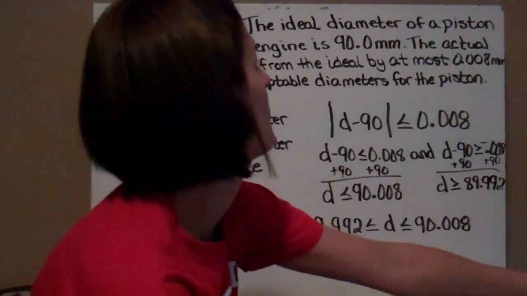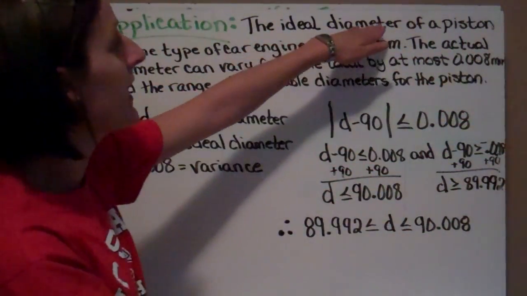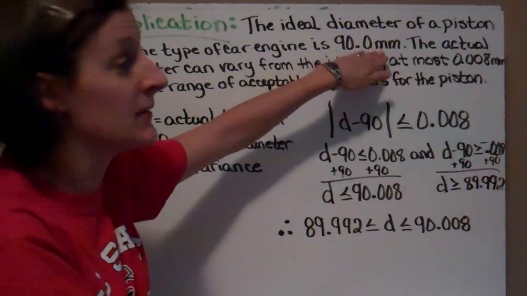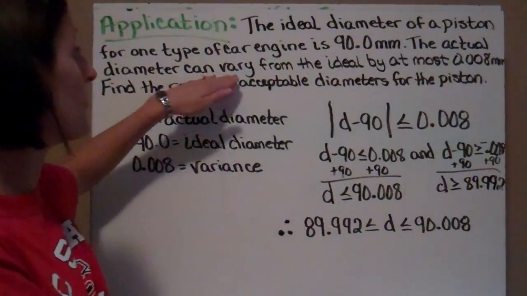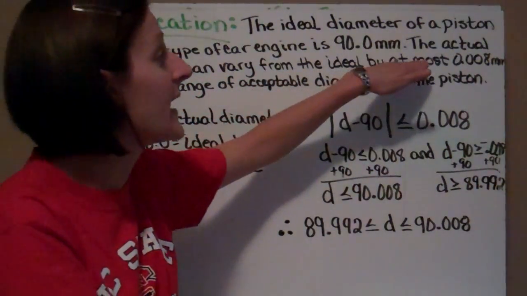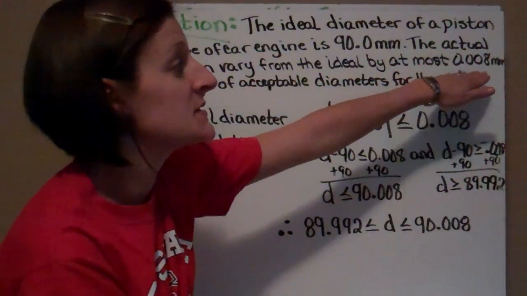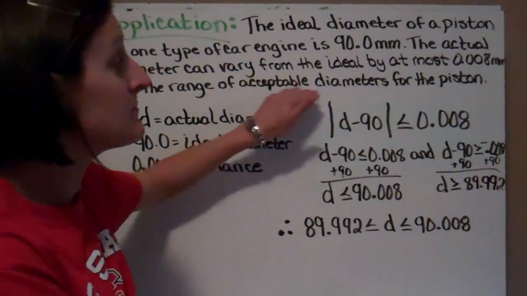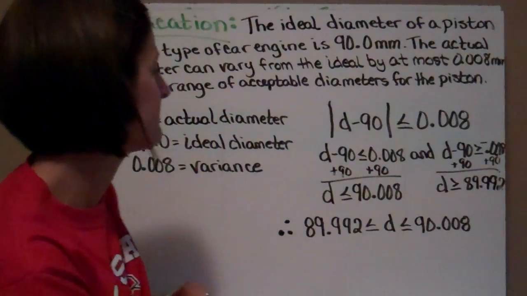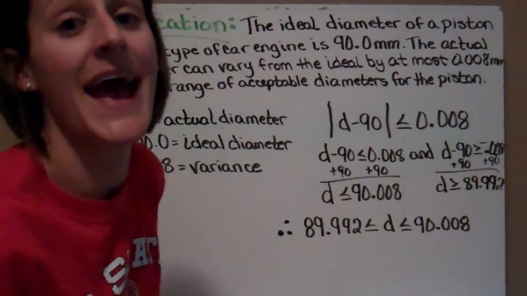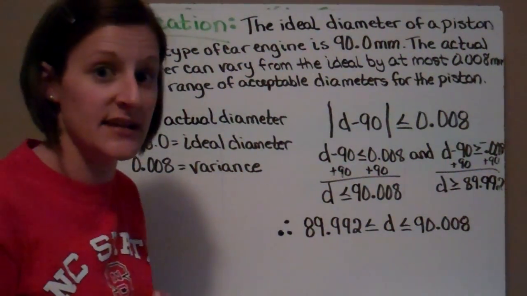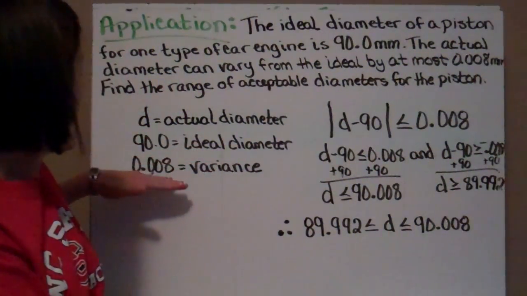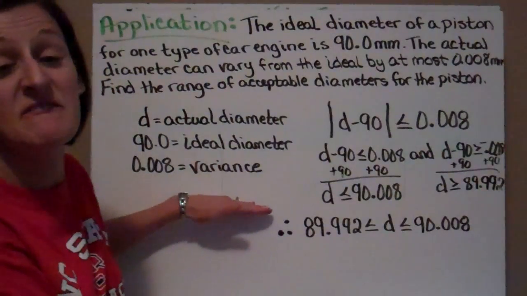So let's look at a word problem. The ideal diameter of a piston for one type of car engine is 90 millimeters. The actual diameter can vary from the ideal by at most 0.008 millimeters. So we need to find the range of acceptable diameters for the piston. Okay, so D is going to be my actual diameter. I don't know what it is. I need to find the range. 90 is my ideal, and 0.008 is my variance.